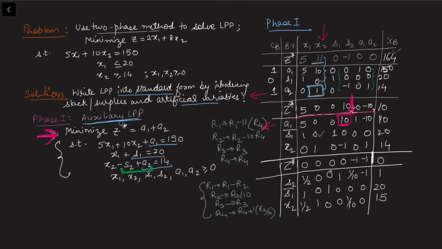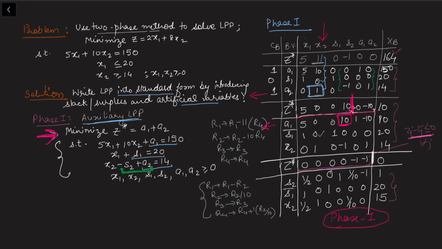Now you can see the current simplex table in phase 1 satisfies the optimality criteria. Here Zj minus Cj are all less than or equal to 0, and obviously these are feasible. Feasibility will always remain maintained because of the minimum ratio rule, and we have not violated the minimum ratio rule. So the current table is optimal, and we can say that phase 1 ends.